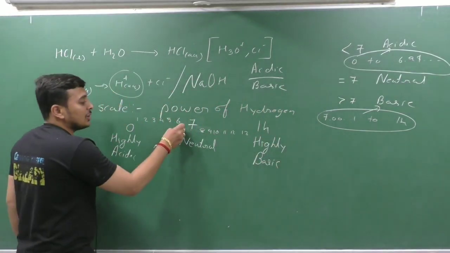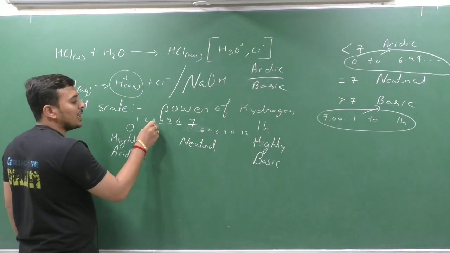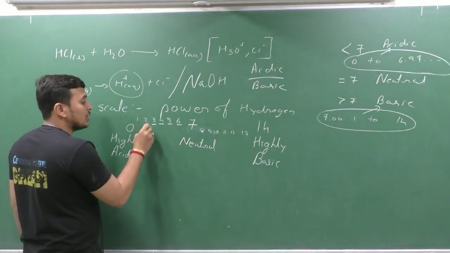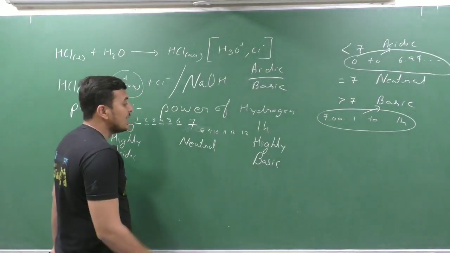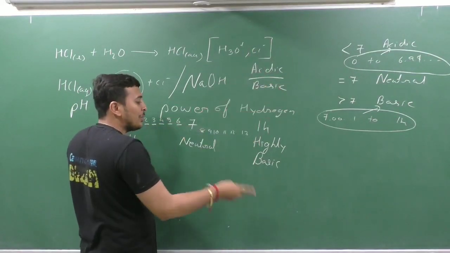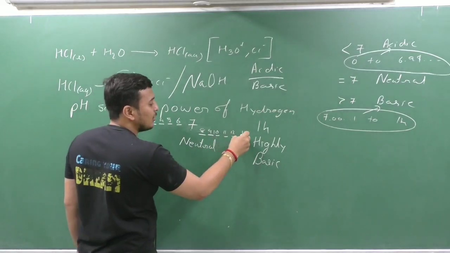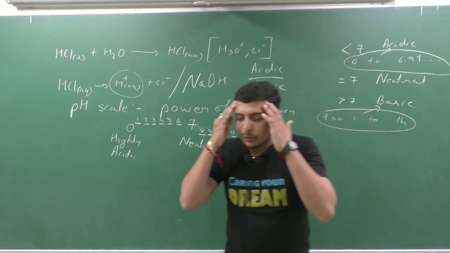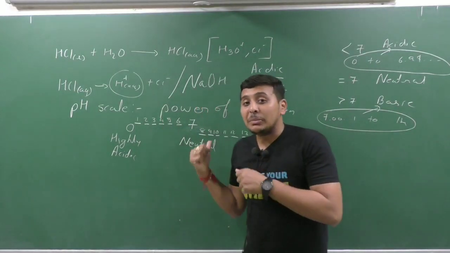So it means the solution having pH 6 is also acidic, pH 5 is also acidic, pH 4 is also acidic, pH 3 is also acidic, pH 2 is also acidic, and pH 1 is also acidic. 6.9 is also acidic, 7.00001 is basic, 8 is basic, 9, 10, 11, 12, 13, any solution showing this pH will be basic. Now please stop your mind and try to remember this.